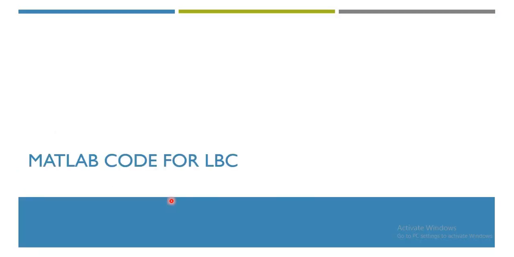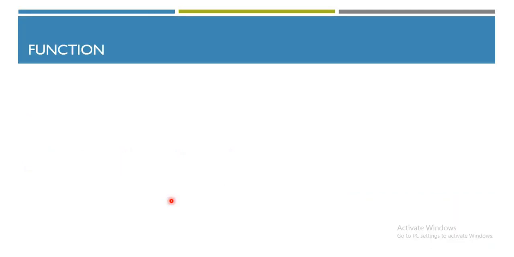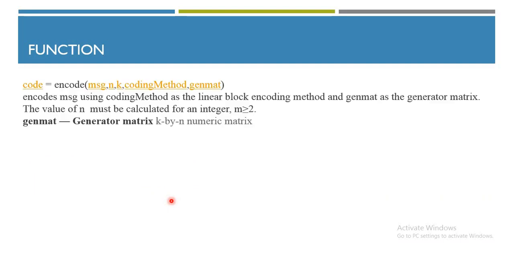Then the MATLAB, now we are going to implement the LBC code using MATLAB. Before that, for implementation of an LBC, we are using the functions which are used for the generation of an LBC signal. The first function is encode. So code equals encode(message, n, k, coding method, generator matrix). This is a function which is available in MATLAB for coding. Here message indicates the message signal on which we have to perform the coding. N by k indicates the size: n indicates the size of a code word, and k indicates the size of the message.